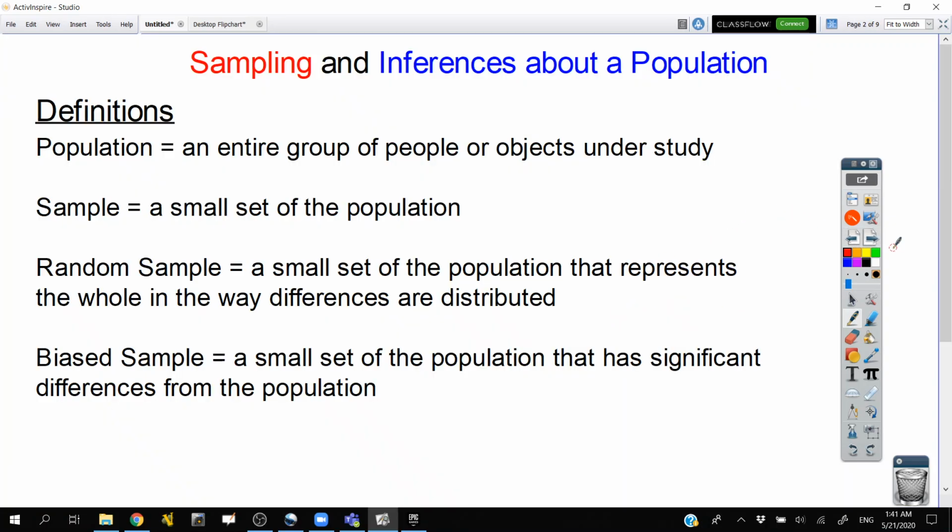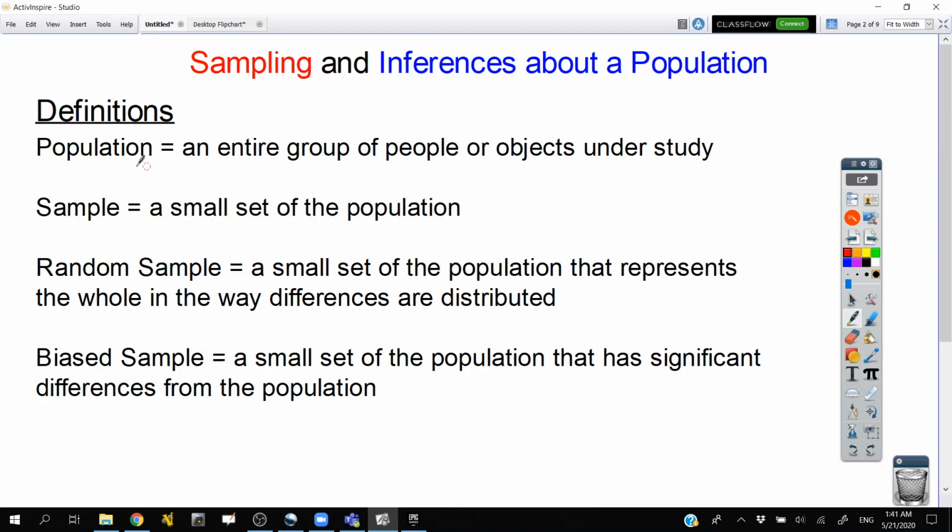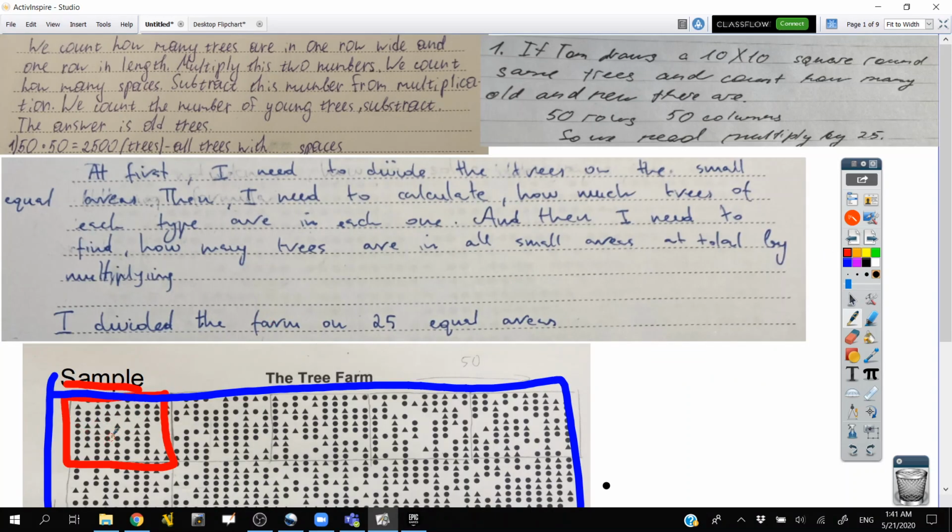Great, so let's look at more. Let's get some definitions first. We're going to talk today about sampling and then about making inferences about a population. So definitions. A population is an entire group of people or objects under study. In this case, we were studying all of the trees in the tree farm. So the entire group is the population. The sample is a small set of the population. So in our case, we chose this sample up in this corner.